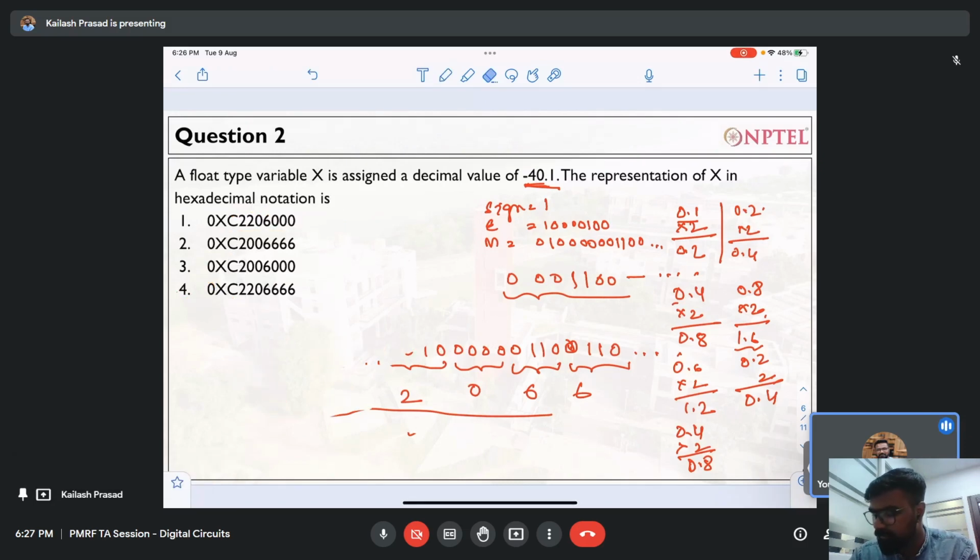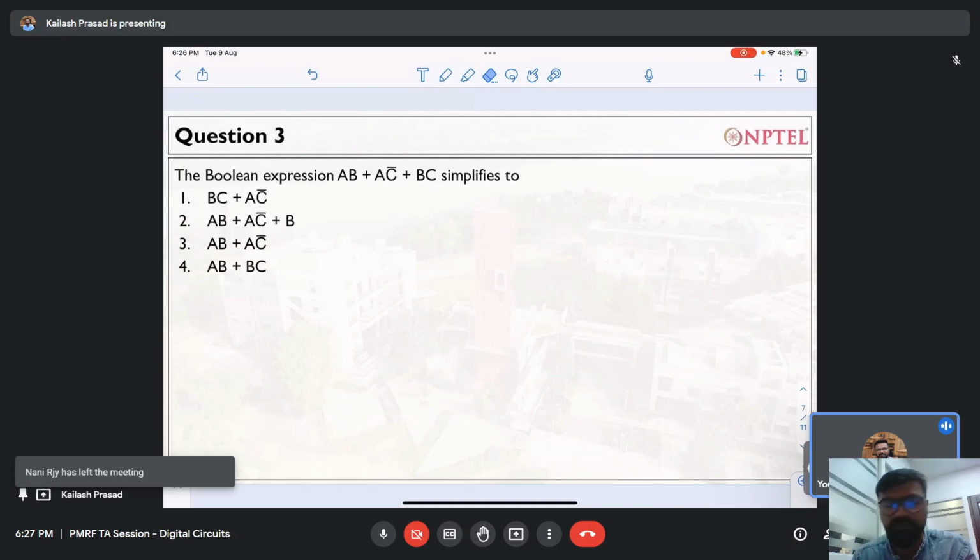So we are done with this part, and then we will move ahead. It's a very simple question. The Boolean expression AB plus AC bar plus BC can be simplified to? Anybody want to give the answer? AB plus AC bar. You're saying the third option? Yes, the third option. Anybody else?